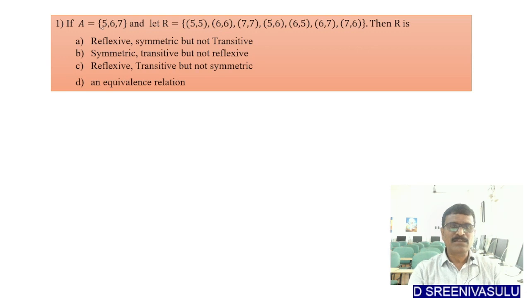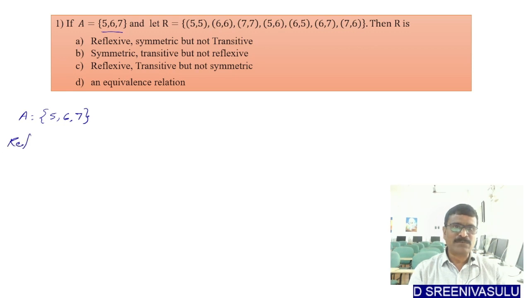Question number 1. If A is given {5, 6, 7}, R is given {(5,5), (6,6), (7,7), (5,6), (6,5), (6,7), (7,6)}. Then R is... there are four options given. Which option is correct we want to find out. But A is given as 5, 6, 7.